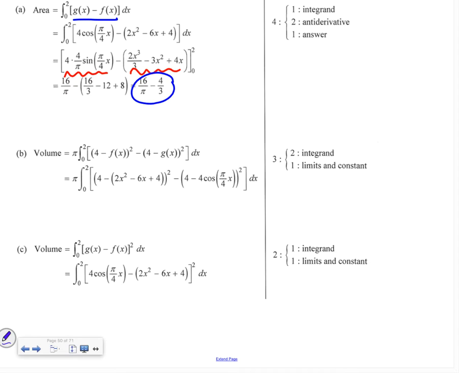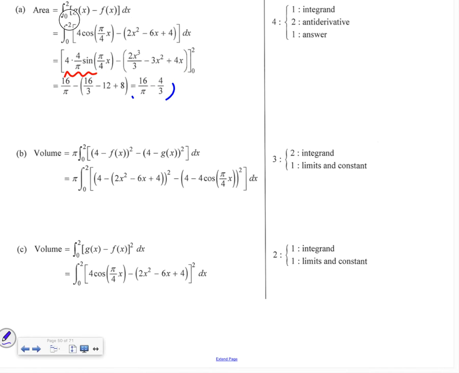For B, you would get 2 points for your integrand. So this whole part right here, 2 points probably for each part of that. 1 point for the limits and constants. So the limits of integration are the 0 to 2, and the constant is pi. So 1 point for having both of those. All right, for C, you would get 1 point for the integrand, so this inside part with the squared, 1 point for the limits, and I don't know why they said limits and constant for this, just the limits, 0 to 2. There's no constant out front this time.